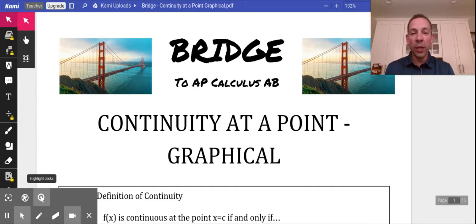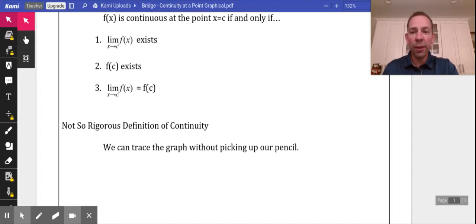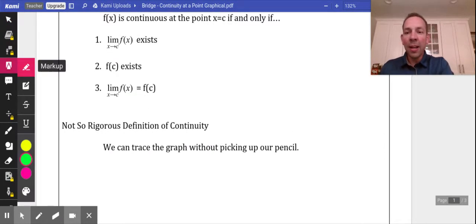we're going to focus on continuity, specifically continuity at a specific point from a graphical perspective, and how do we prove it? As we get into this, I'm going to start with the not so rigorous definition. I kind of call this my redneck version: can we trace the graph without picking up our pencil?